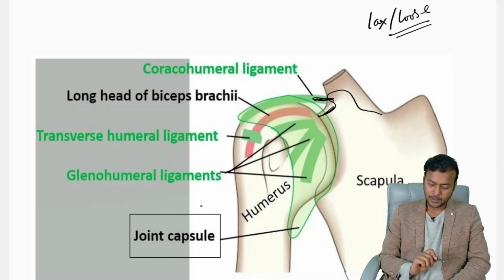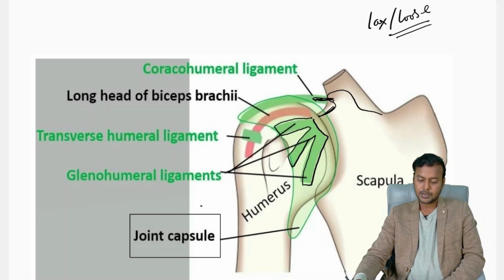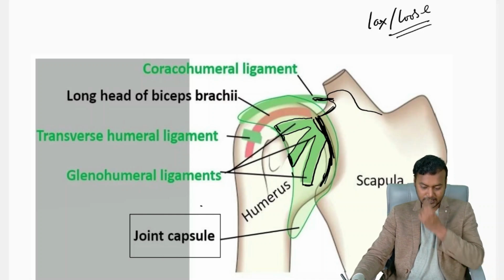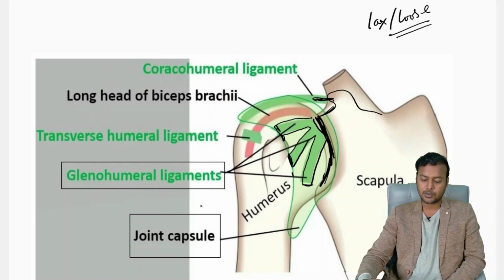Now moving to the second group of ligaments. Here you can see three slips of connective tissue fibers running from the margin of the glenoid cavity and attaching onto the humerus. Hence these ligaments are known as the glenohumeral ligaments. So these are ligaments running from the glenoid labrum margin to the humerus. Students, these ligaments blend in with the inner surface of the fibrous capsule.